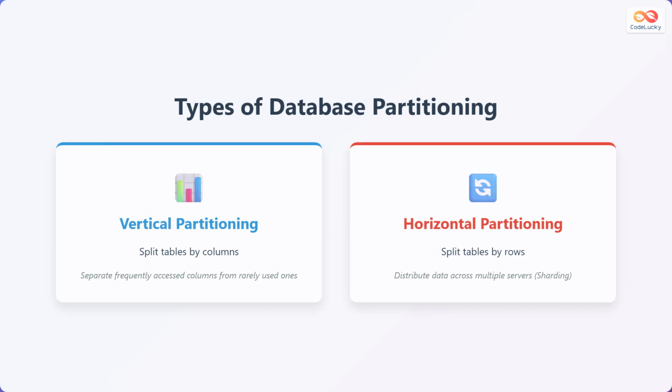There are primarily two types of database partitioning. The first one is vertical partitioning, which involves splitting tables by columns. For instance, you might separate frequently accessed columns from rarely used ones. The second one is horizontal partitioning, also known as sharding, which involves splitting tables by rows. This is commonly used to distribute data across multiple servers.